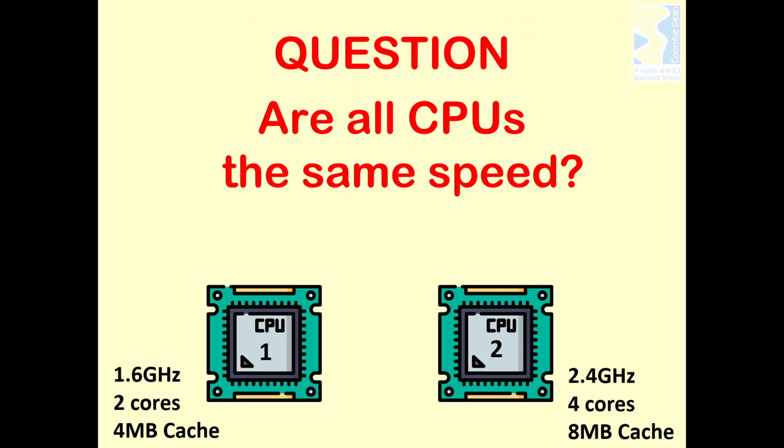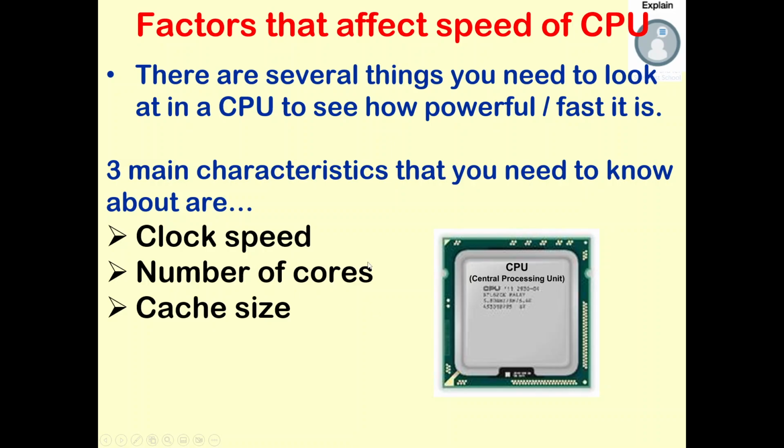Okay, last part of this video. Are all CPUs the same speed? No, they are not. There are several things that affect the speed of the CPU. There is the clock speed, the number of cores, and the size of the cache. These are the 3 things you need to know that affect the speed of how fast it can do the FDE cycle and other things. How fast can it process instructions?